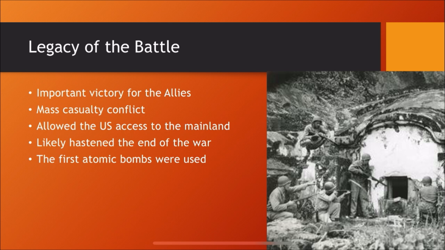The battle likely quickened the end of the war because the first atomic bombs were dropped in Hiroshima and Nagasaki in August 1945. After 1945, an atomic bomb has not been used in a conflict since. So you could see the legacy that this battle carries on even today.